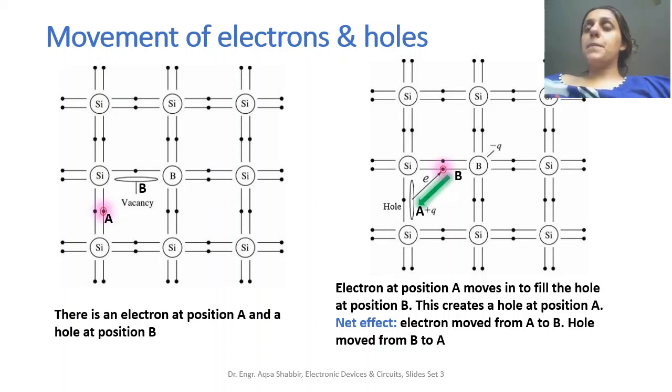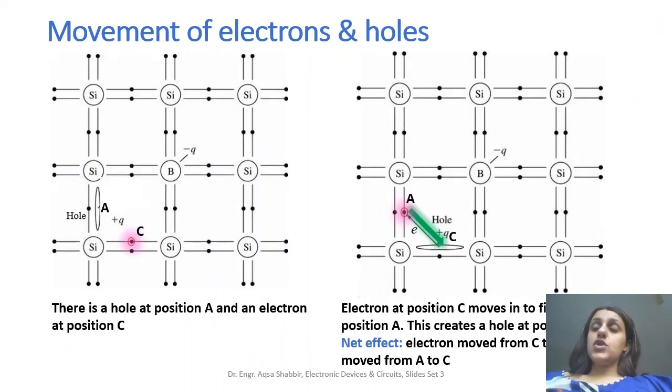I'm going to repeat that: the electron, which was originally at position A, moves in to fill in the hole at position B. While the electron has moved from position A to B, the hole has moved from position B to position A. So now the situation is that there is a hole at position A and there is an electron at position C. The electron at position C moves in to fill the hole at position A. When the electron at position C left its place to fill in the hole at position A, its leaving obviously created a hole at position C. So now the net effect is that while the electron has moved from position C to position A, the hole has moved in the opposite direction, from position A to position C.